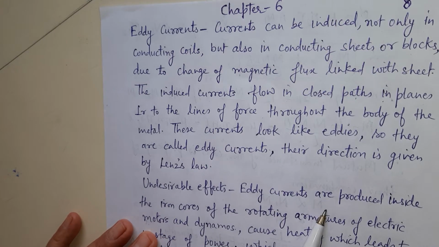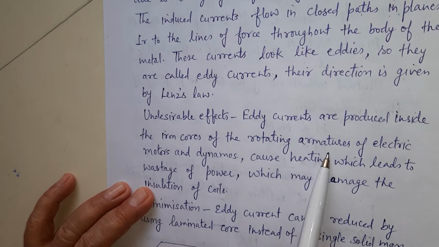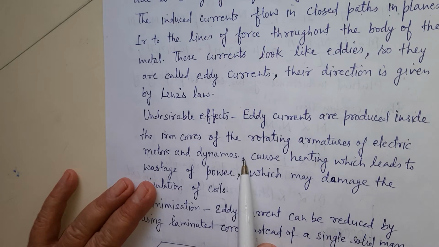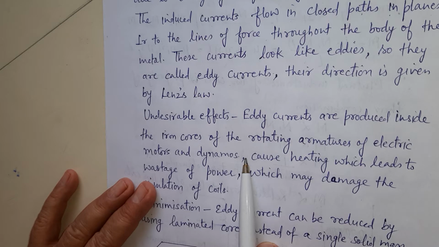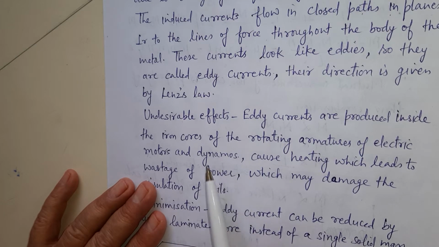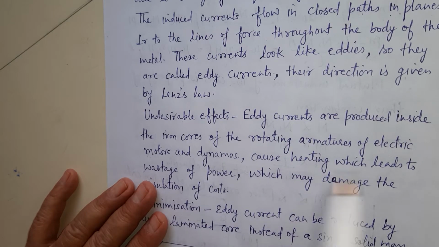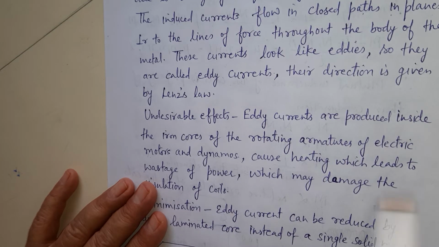Eddy currents are produced inside the iron cores of rotating armatures of electric motors and dynamos. Now just imagine the construction of a generator or motor. You all have studied it in 10th class. What happens there? There is a coil which rotates in between the pole pieces of a magnet. Because this coil is of metal and it is rotating in between magnetic pole pieces, magnetic flux is changing every time. So magnetic flux is changing means induced current is being produced again and again.